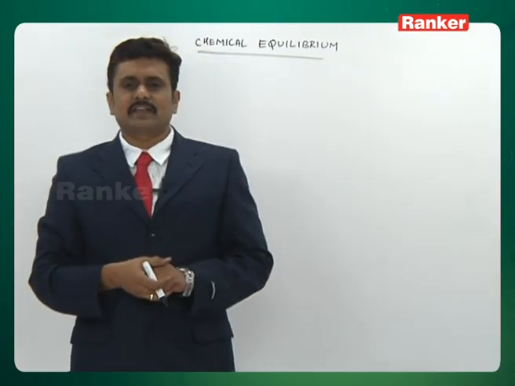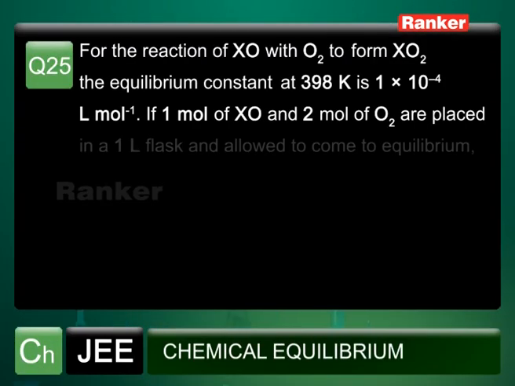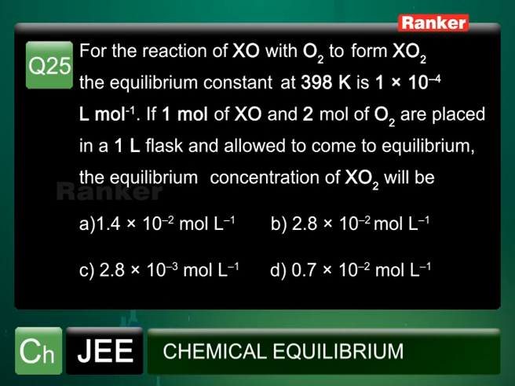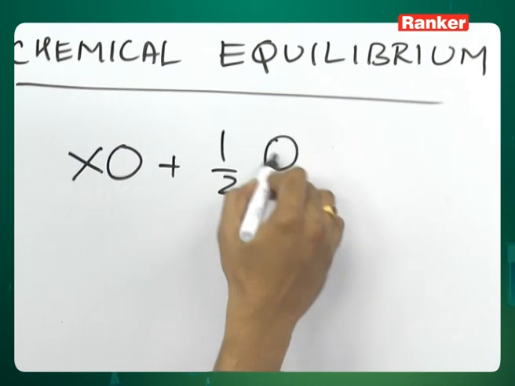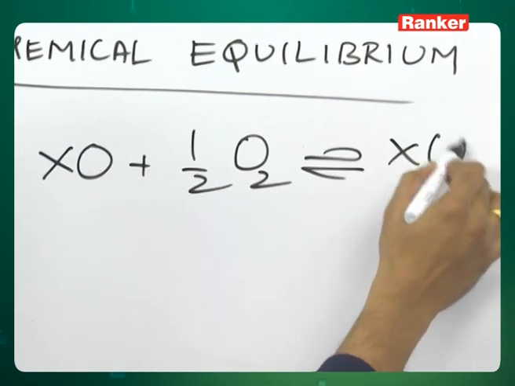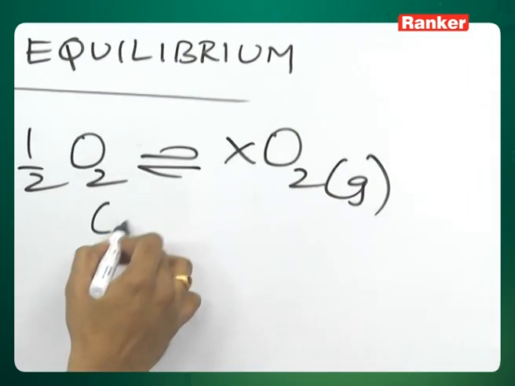For the reaction XO with O2 to form XO2, the equilibrium constant is given to us, that is Kc is given to us as 1 into 10 power minus 4 mole per liter. If 1 mole of XO and 2 mole of O2 are placed in 1 liter flask and allowed to come to an equilibrium, at equilibrium the concentration of XO2 is asked. So, when we write the concerned equilibrium reaction, where we will assume that all are being the gases.